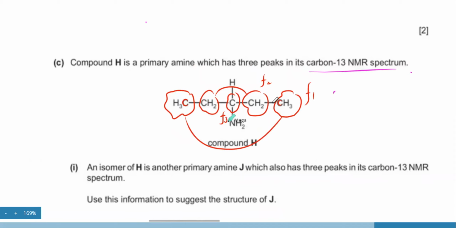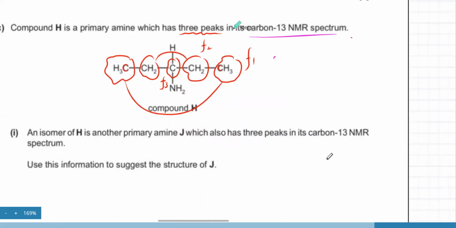And actually, they weren't even asking for that. They had already told us. I thought they were asking for that. They'd already told us that there were three peaks. But anyways, then he's saying that an isomer of H, this one is another primary amine. So it has to be a primary amine which also has three peaks in its carbon 13 NMR spectrum. Use this information to suggest the structure of J. So it has to be an isomer and it should also have three peaks.